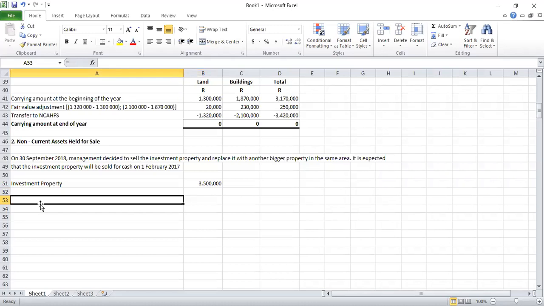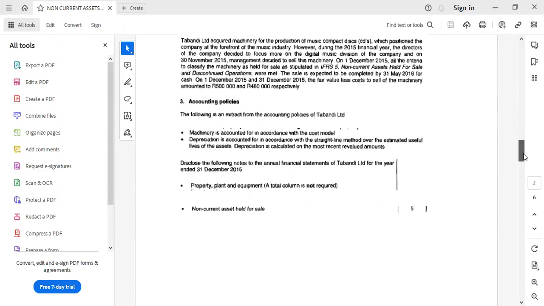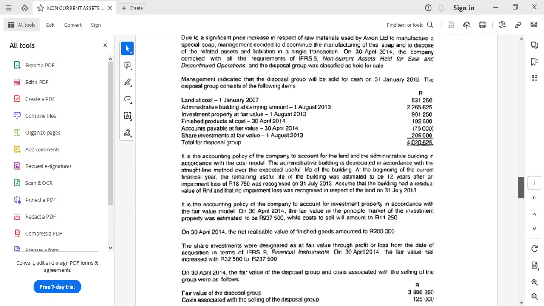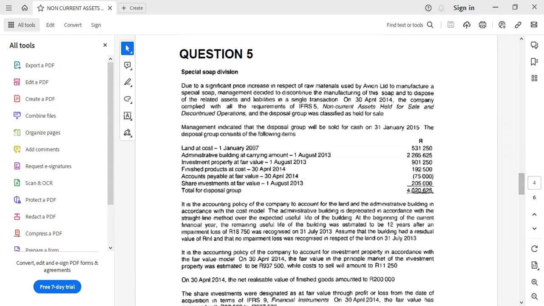So the last one that I would like to look at for today, question 3, you can do it at your own time. They are the same. Question 3 and 4, they're just the same with what we've been doing. Right. I will look at question 5.